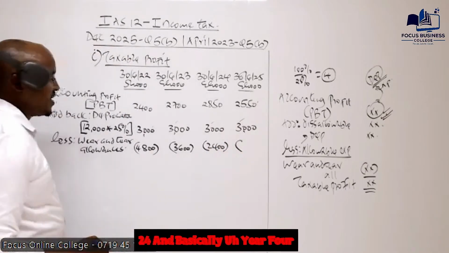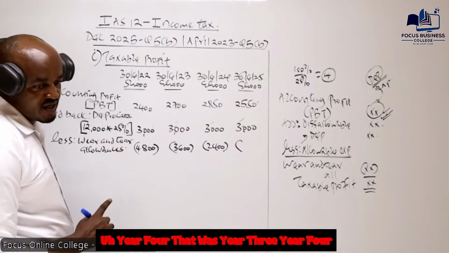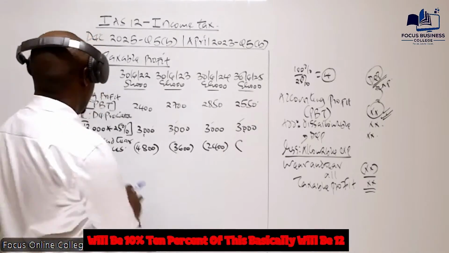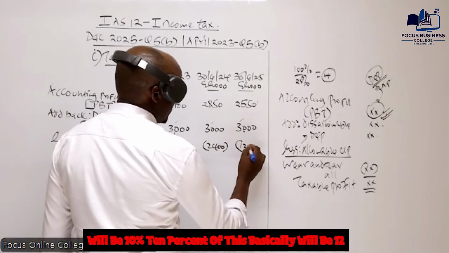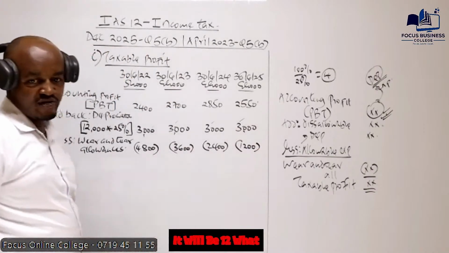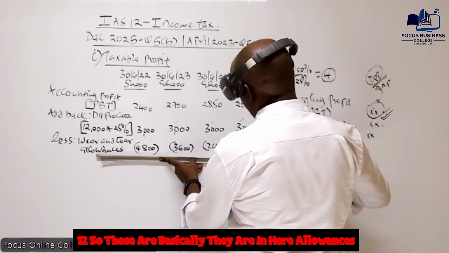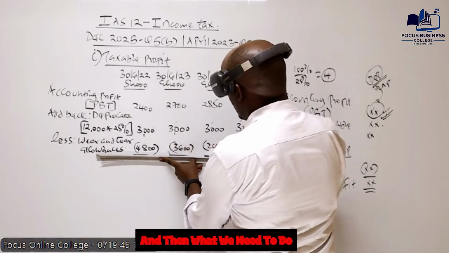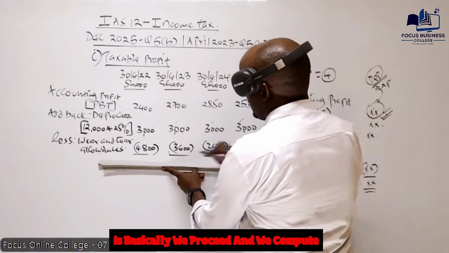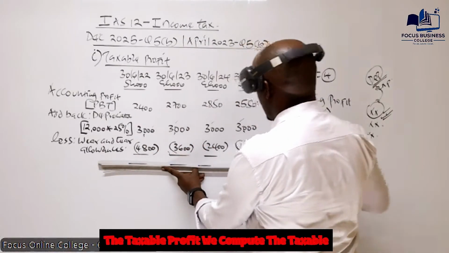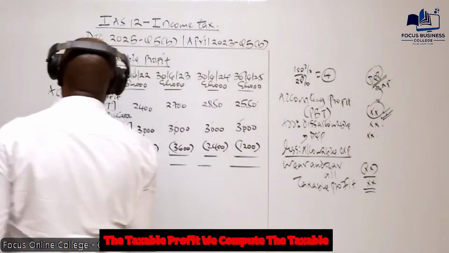And basically, year 4 will be 10%. 10% of this will be 1,200. So those are basically the wear and tear allowances. And then what we need to do is proceed and compute the taxable profit.